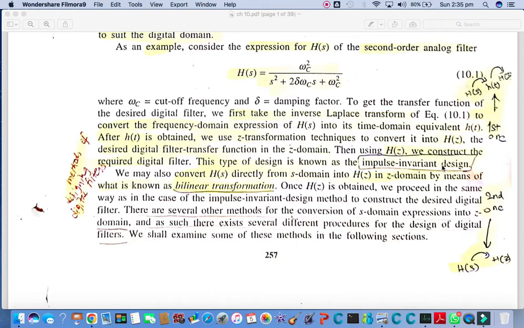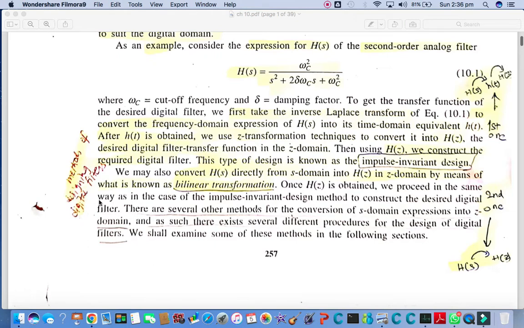of impulse invariant design. While in the second method of the bilinear transformation, the rest of the method is the same, where we acquire the H(s) after slight modifications in the steps of the analog filter design, and once we acquire H(s), then we can directly use the bilinear transformation to transform it from H(s) to H(z). So in impulse invariant design we do H(s) to h(t) inverse Laplace transformation, and from h(t) to H(z), and in bilinear transformation we do the direct transformation of H(s) into H(z). So these are two methods of designing digital filters.